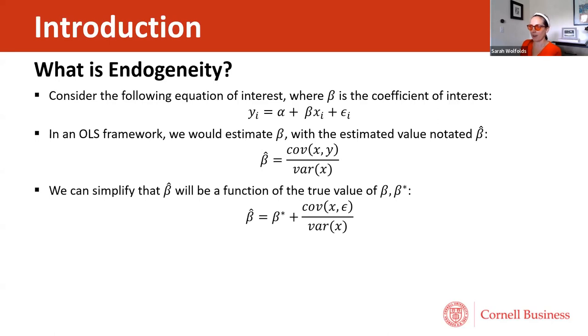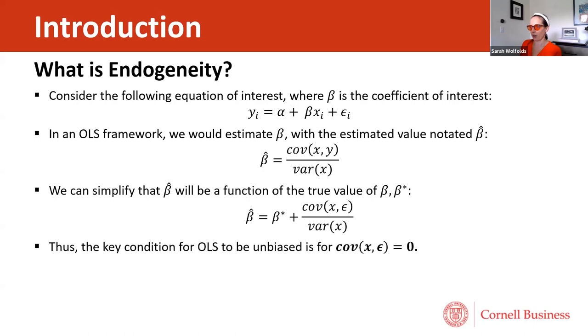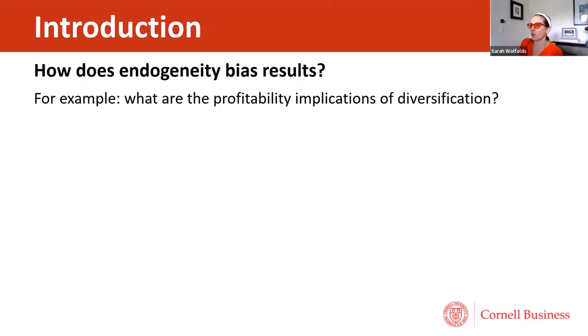Then we can simplify beta hat to be a function of the true value of beta, beta star. I would say this is a simplification, because it's actually a little more complicated than this, but one simplification of why we might think OLS is unbiased is if the covariance of x and the error term is zero. And a lot of times we think about x as being endogenous if in fact that covariance is not zero.